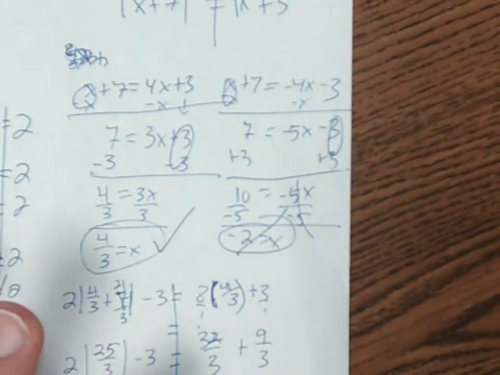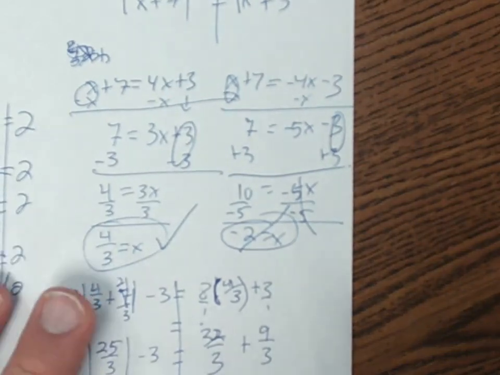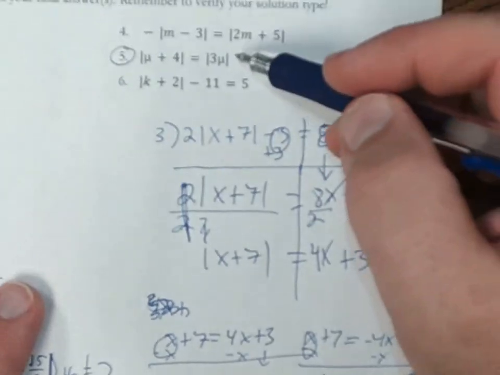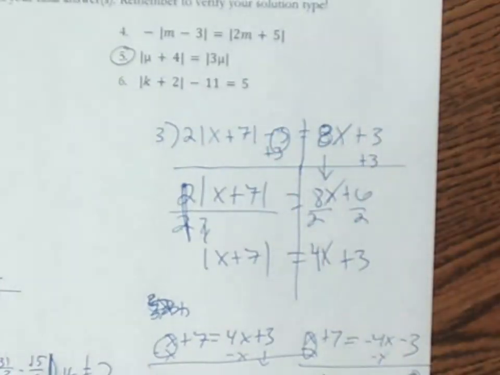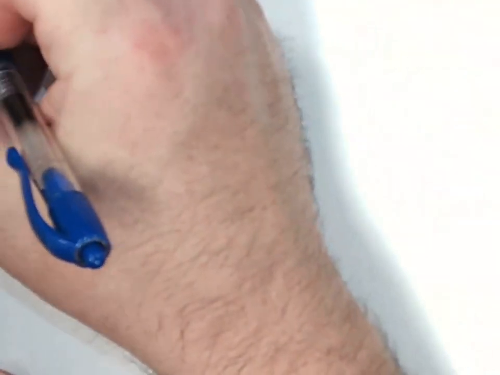All right, lastly, we have number 5. The absolute value of, it uses mu, I'm going to use x. So the absolute value of x plus 4, sorry, equals the absolute value of 3x. So let's take a look at that. Absolute value of x plus 4 equals the absolute value of 3x.